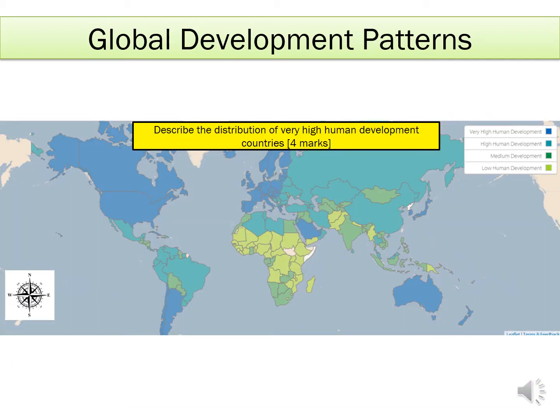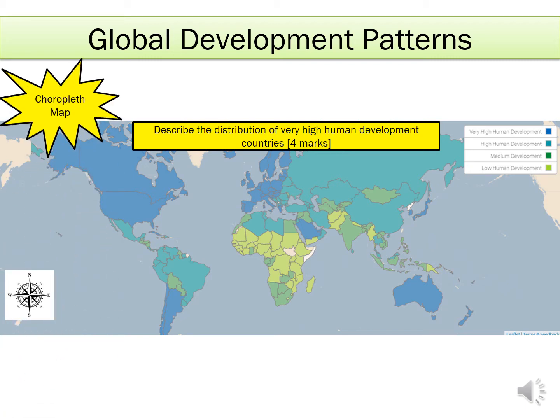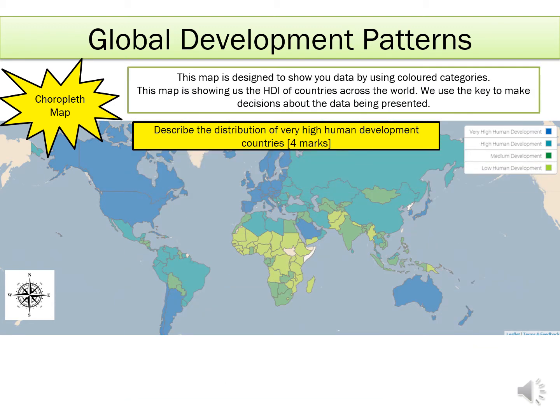The next task then is we are going to visit a key geographical skill that will come up over and over and over again, especially if you study this next year at GCSE. We're going to look at a choropleth map, and the reason it's called a choropleth map is because it is designed to show you data by using coloured categories. So this map shows us the HDI of the countries across the world, and we would use this key here to make decisions about the data being presented.